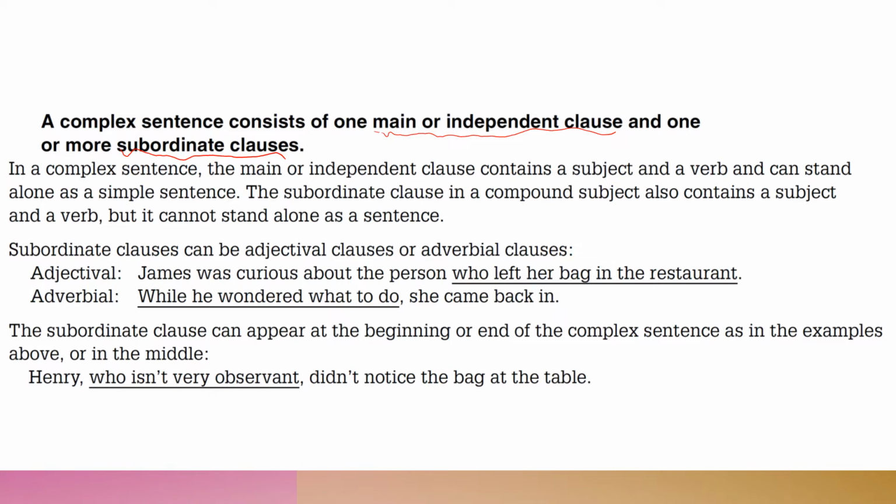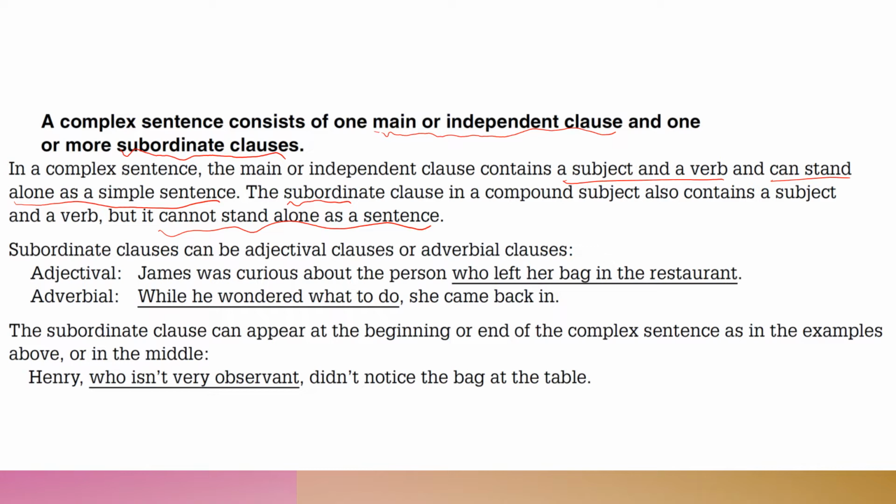In a complex sentence, the main or independent clause contains a subject and a verb, and this is the most important point, can stand alone as a simple sentence. This is the main, it can stand. Whereas the subordinate clause also contains a subject and a verb, but it cannot stand alone as a sentence. That's why we call it subordinate, and that's why we call it dependent, because it depends on another sentence.